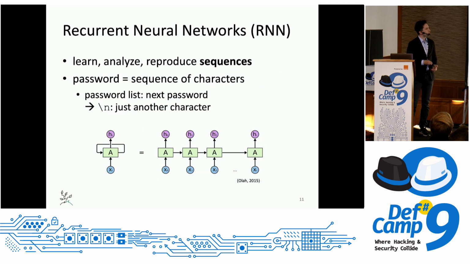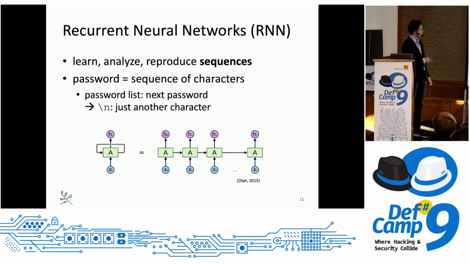There is a specific kind of neural networks called recurrent neural networks, or RNNs. That's basically several neural networks that are able to analyze and generate sequences. And the password is nothing else than a sequence of characters. So, for instance, it predicts the next character in a given sequence. And after that, it predicts the next character, and the next, and the next. And then you get a password, for instance. And a password list is also nothing else than a sequence of characters. It's just passwords are separated by a new line character. That's just another character.